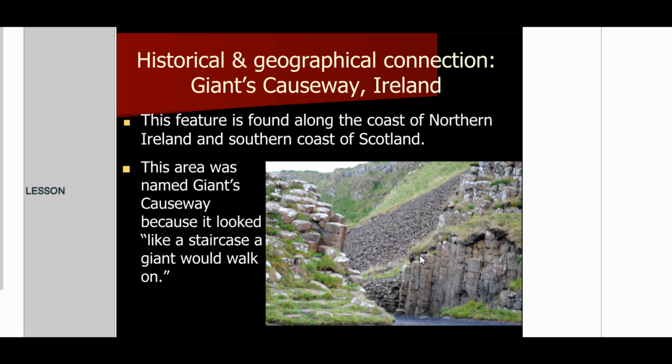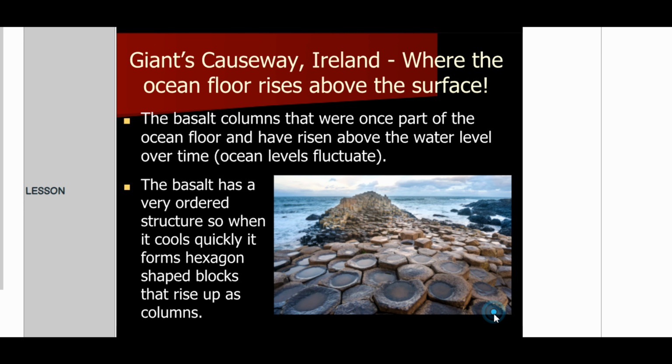So each one of these columns is a basalt column. So this is oceanic crust right here that you're looking at. Looking at it from the top down, this is the view that you get, and you can really see that hexagonal structure to it where they cooled off very quickly. So each one of these little hexagons is a layer of the ocean floor pushing up.